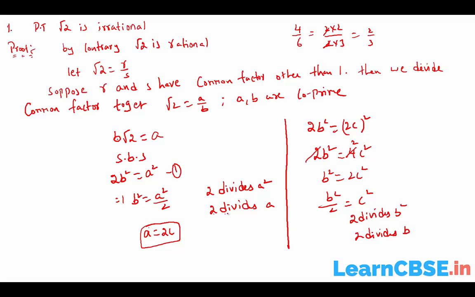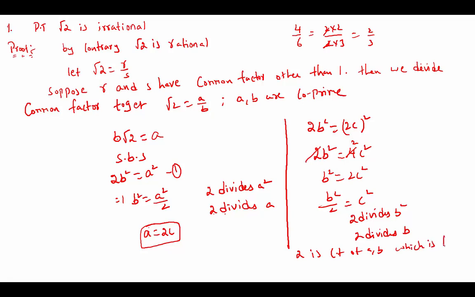That means 2 divides a, 2 divides b, that is, 2 is a common factor of a and b, which is false according to our statement, because we have taken a, b as co-primes. That means it is completely false. Therefore what we have taken is wrong. So root 2 is irrational. Going for the next problem.